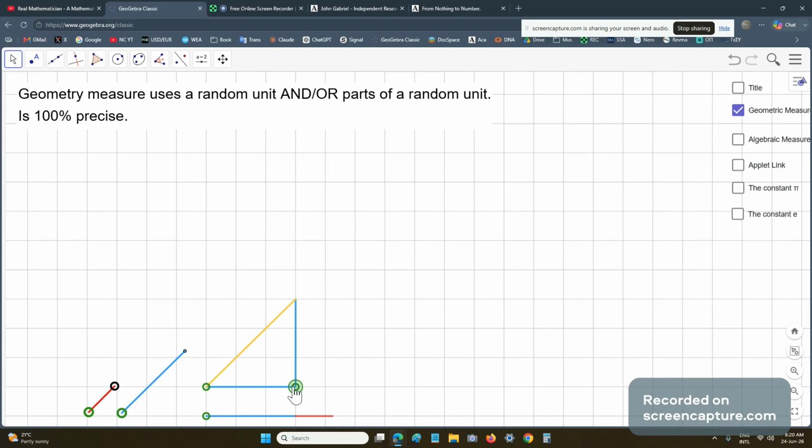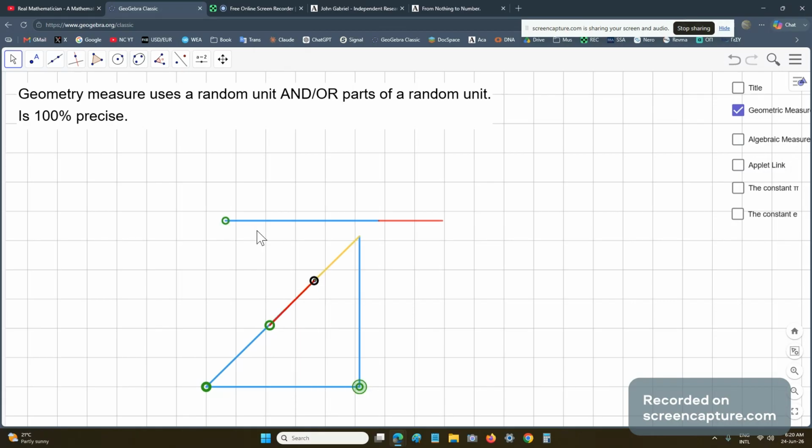So geometry uses a random unit and or parts. So this is the unit and this here is part of the unit, and the measurement is complete. So for example, if you do this, you've measured that part, and now you've measured that part, and you're done. Okay, you're complete. This is the full measure. All right. So if you do that, then this is the full measure. There's nothing more to be done.